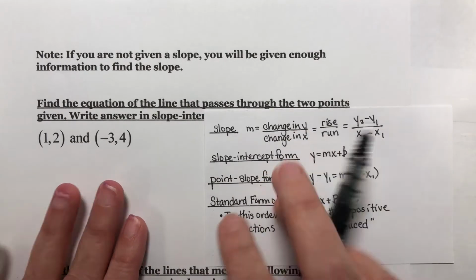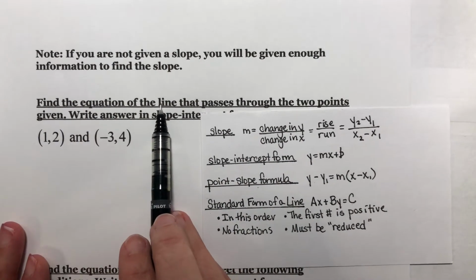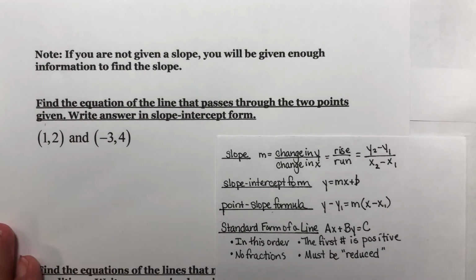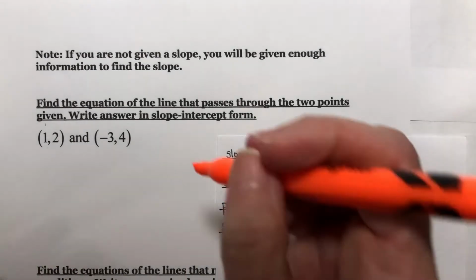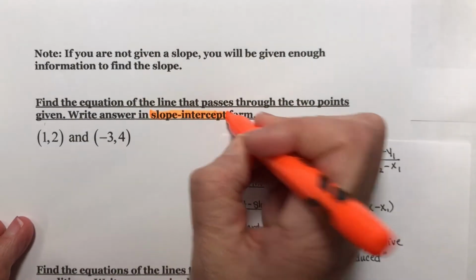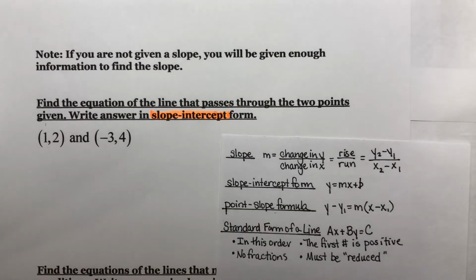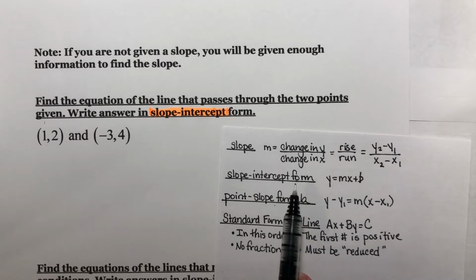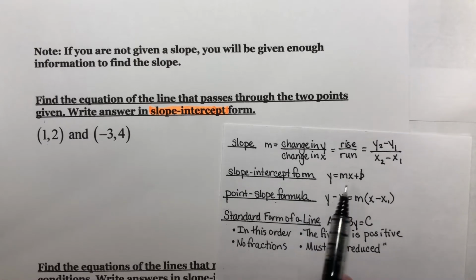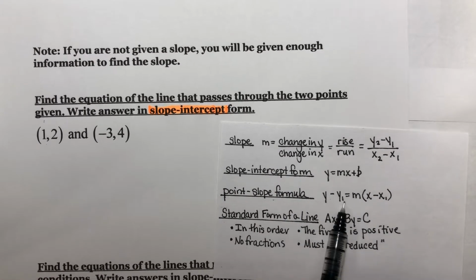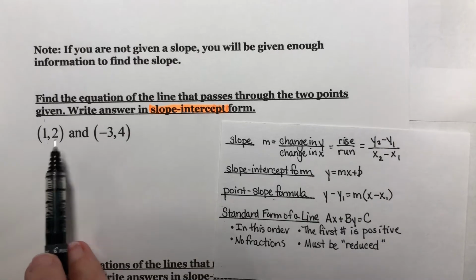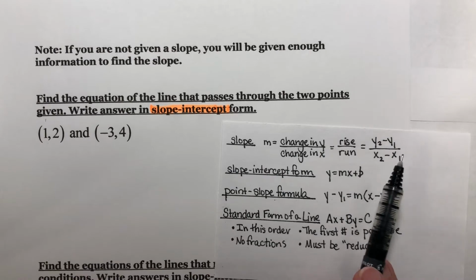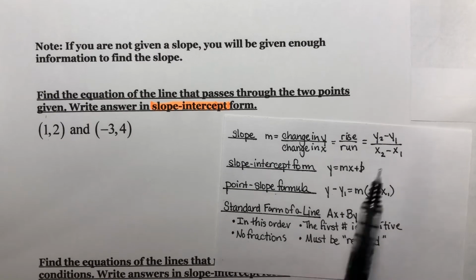Okay? I want to find the equation of the line that passes through the 2 points given. So these 2 points. Write our answer in slope-intercept form. So we've changed forms again. All right. So in order to use any of these, the 2 we could potentially plug into, I have to have a slope given, and I don't have a slope given. So I look to see, can I find the slope if I'm given 2 points? Absolutely. So this is my first step. I need to plug in here.